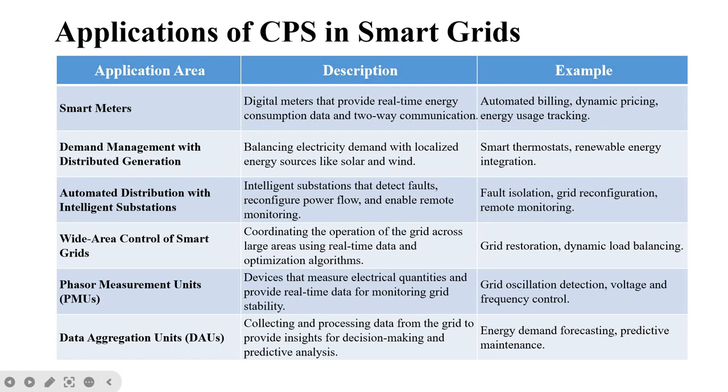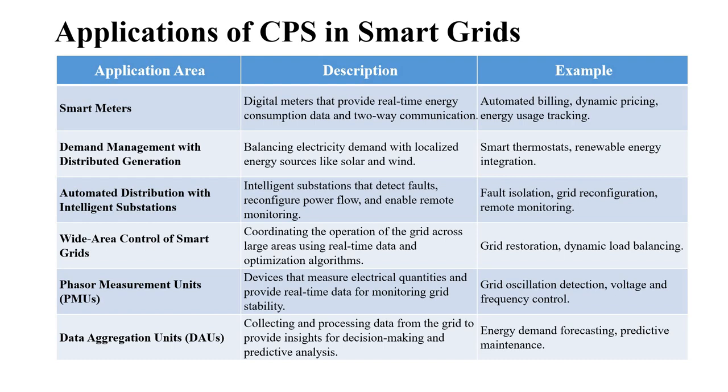Coming to the smart meters, these are the digital devices that measure energy usage in real time and communicate that data to the utilities. Unlike the traditional meters, they offer two-way communications, which allows the utilities to remotely monitor the consumption, detect issues and optimize the energy distribution. Examples of these are automated billing, dynamic pricing, energy usage tracking.